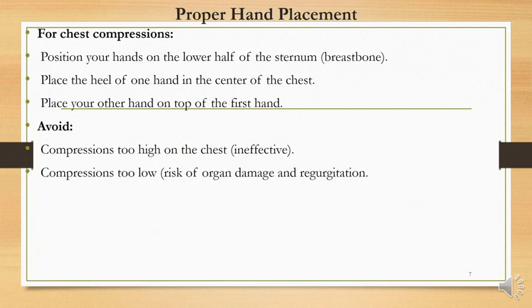Proper hand placement for chest compression: position your hands on the lower half of the sternum, that is the breastbone. Place the heel of one hand in the center of the chest. Place your other hand on top of the first hand. Avoid compression too high on the chest, it is ineffective. Compression too low risks organ damage and regurgitation. So you must make sure you follow the proper procedure of CPR.